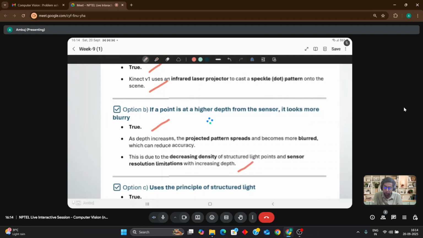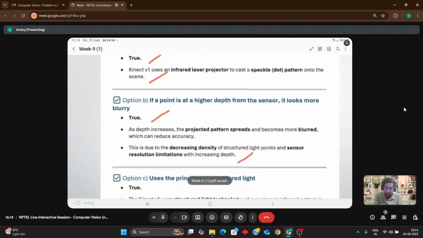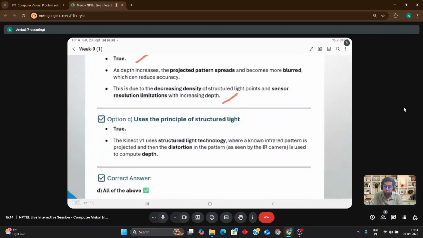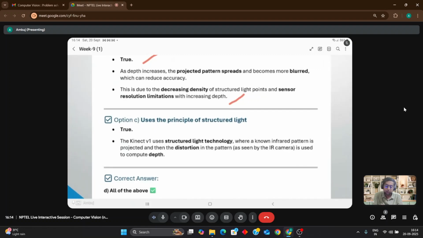Option number B, both these statements are correct. Yes, as the depth increases, the projected pattern spreads and becomes more blurred, which can reduce the accuracy. This is true, due to the decreasing density of the structured light points and sensor resolution limitations with the increasing depth.